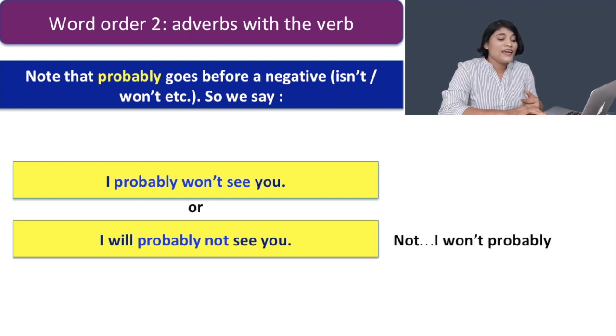And you don't say I won't probably see you. This is not correct. We always make mistakes in this case, because we may say we won't probably do this, we won't probably go there, but it is not correct. We have to say we will probably not, or I will probably not, because before not, before the negative, you have to put the adverb probably.